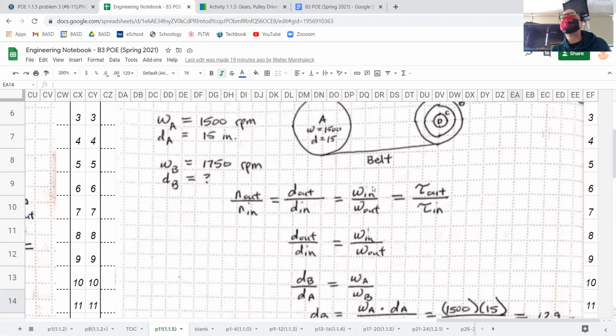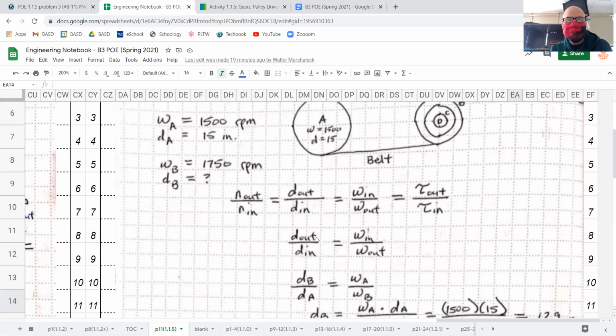This is the only one that's reversed. So think of it this way: out over in unless you want to win. Get it? You like that? Out over in unless you want to win. And then it would be win over wout, or W sub in over W sub out.